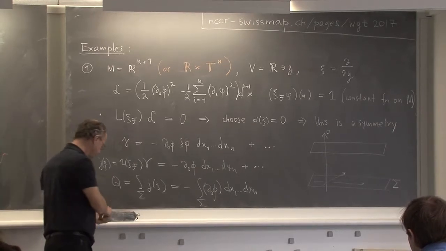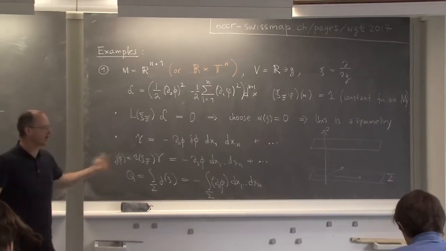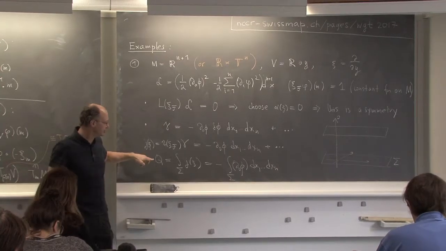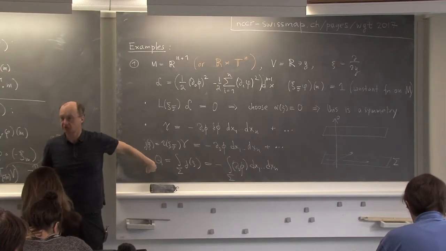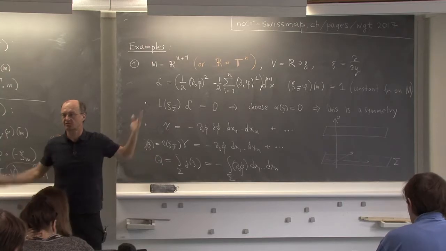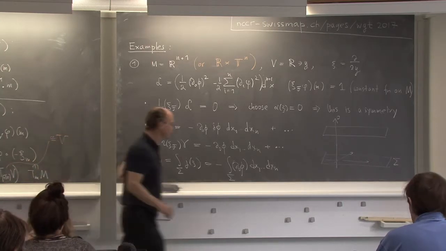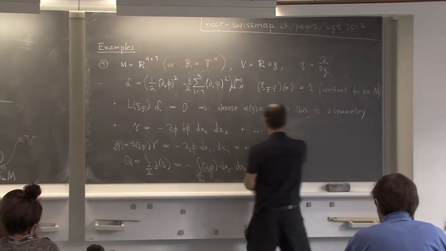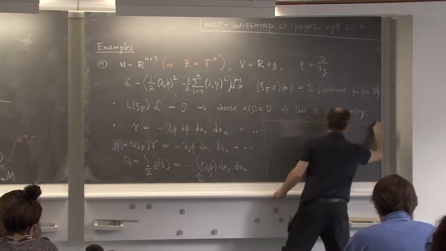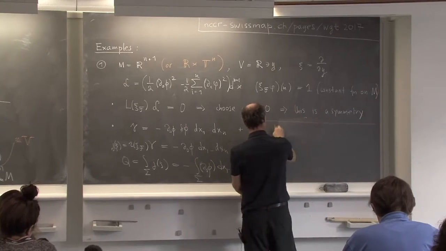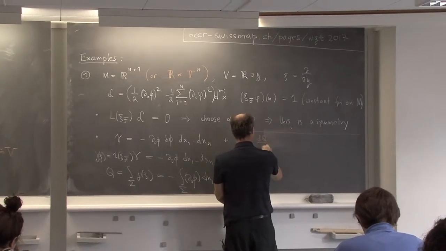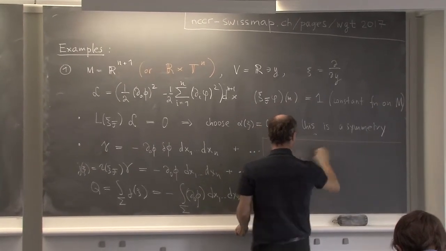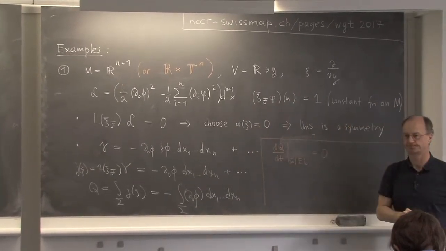Now, let me ask you a test question. So this charge is conserved, right? That's what a corollary of Noether's theorem says. So the charge is conserved means dq over dt on sol EL is supposed to be equal to 0.